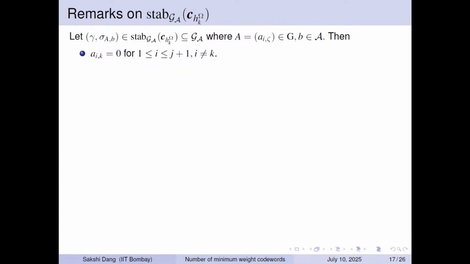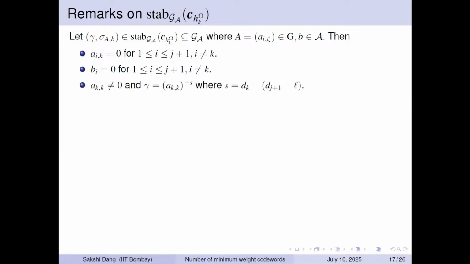So now we were supposed to find the stabilizer. If we start with an element of the stabilizer, there are three variables involved: γ, A and B. We see that the kth column in the matrix A has all entries 0 from 1 to j+1 except the kth entry. The vector B also has all the values 0 from 1 to j+1 except the kth entry. The entry A_kk is non-zero and γ is exactly equal to this. So there's a unique choice for γ.